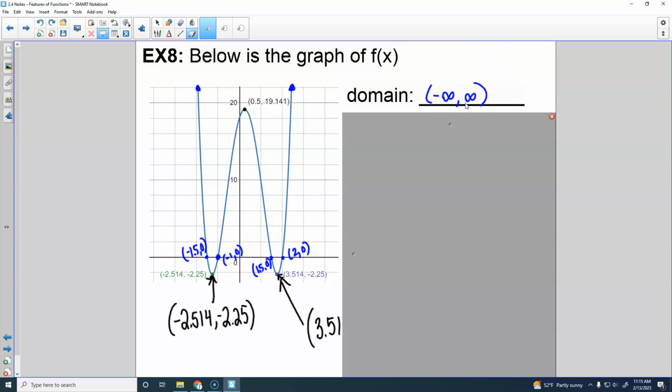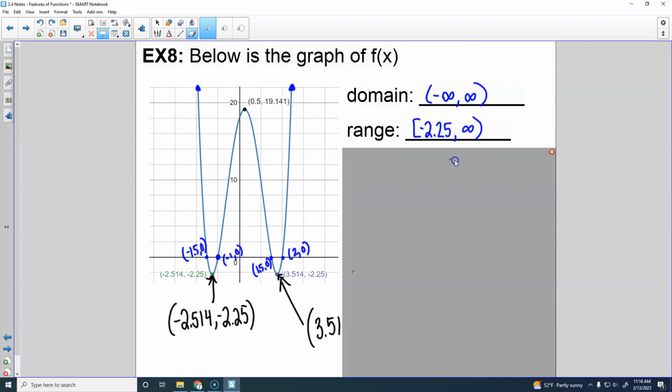Range. You're asking yourself, do I have a highest point and a lowest point? Do you have a highest point? Not really, because it goes to infinity, right? These are going up, up, up forever. Do you have a lowest point? What is it? Negative 2.25. So it should look like this. Negative 2.25, bracket, because that is included, up to infinity.